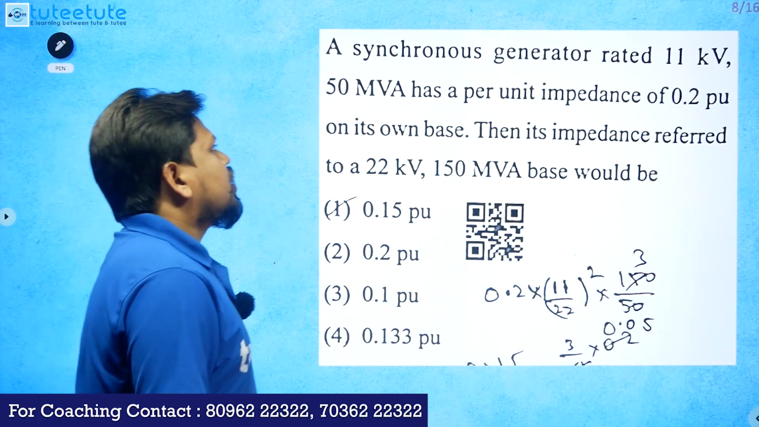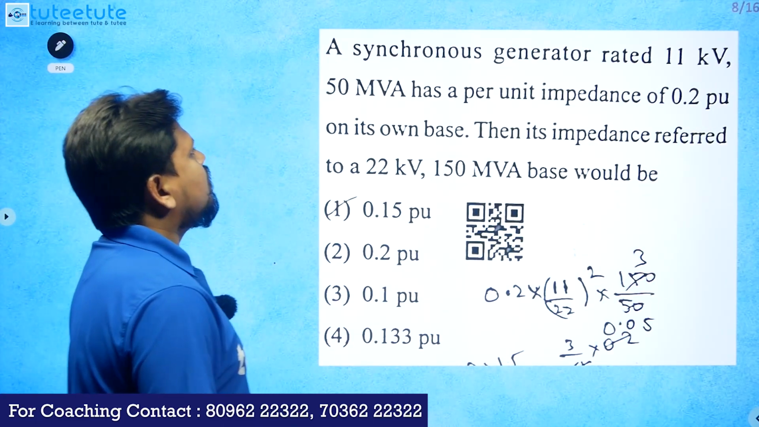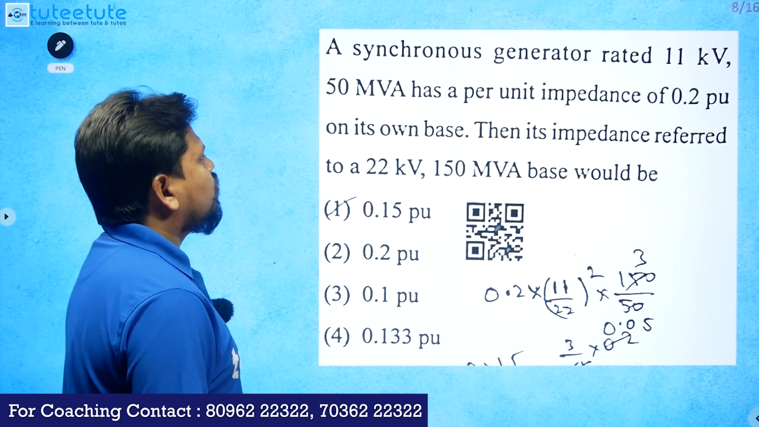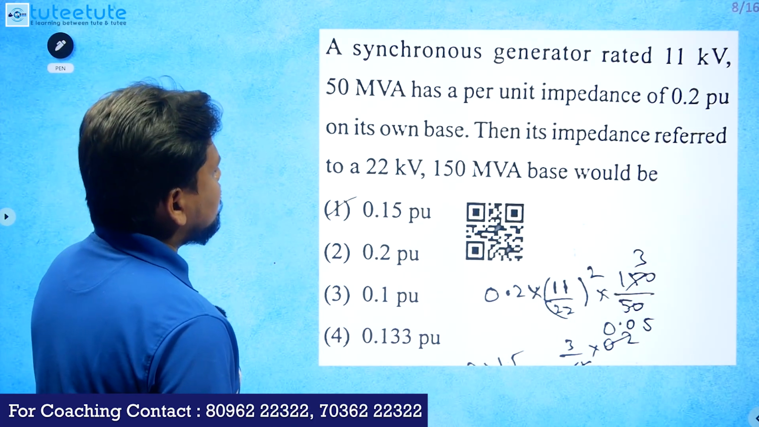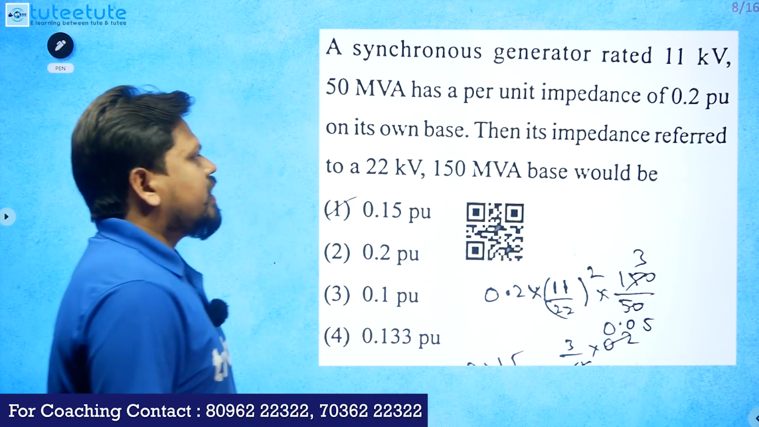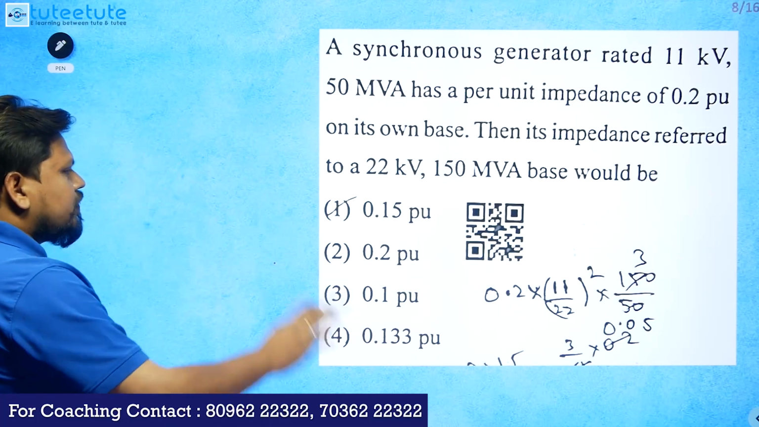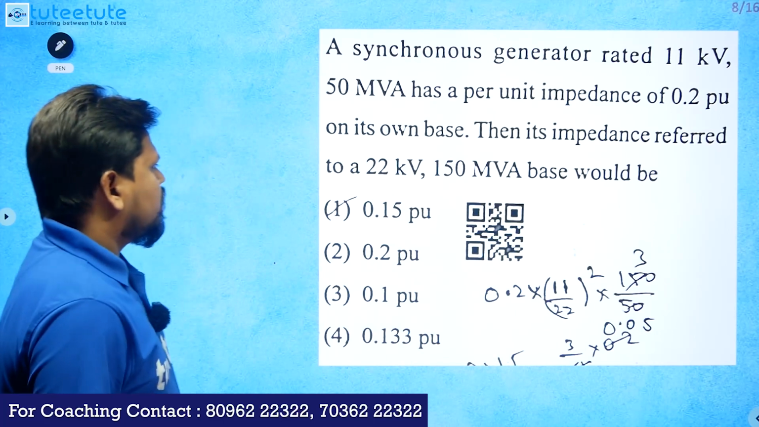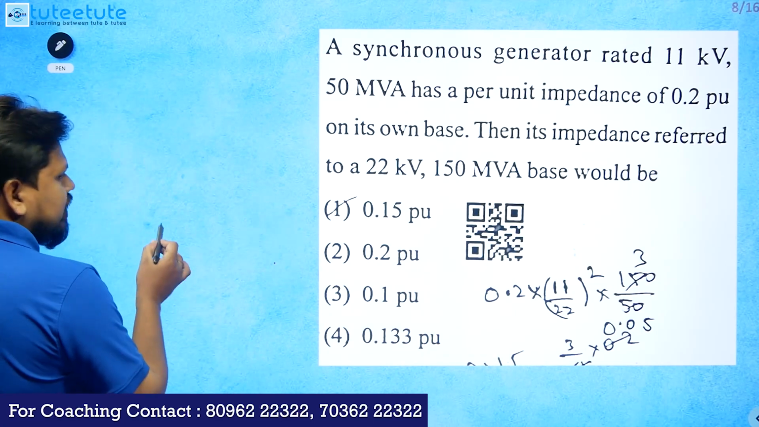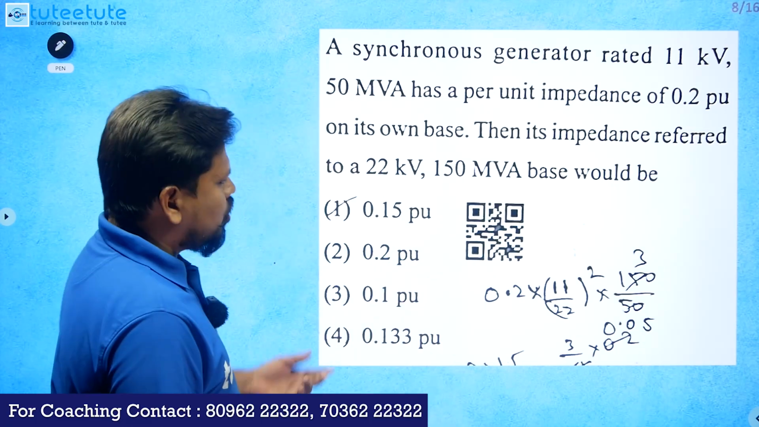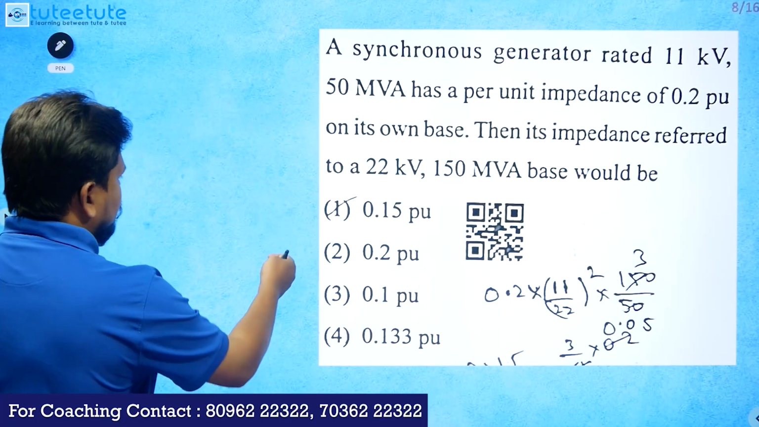Next one, a synchronous generator rated 11 kV 50 MVA has a per unit impedance of 0.2 per unit on its own base. Then the impedance referred to a 22 kV 150 MVA base would be, okay? So this is a definite question, okay? Our student has already done this one. So anyway, I will tell you the formula, so we need to remember that formula definitely. If you don't remember also, somehow you can do this question, okay?